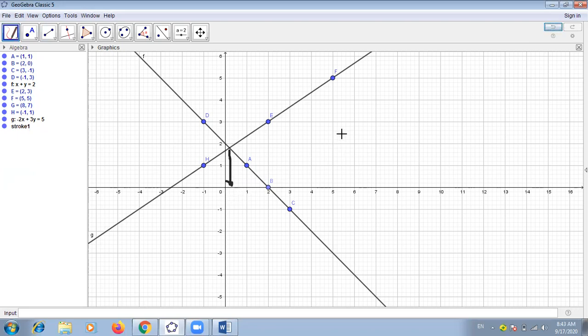So the value of x is 0.2, and the value of y, where the intersection point touches on the y-axis, is found this way: 5 small boxes means 1, then 1.2, 1.4, 1.6, and 1.8. So my value of y is 1.8. That is the solution set of the equations.